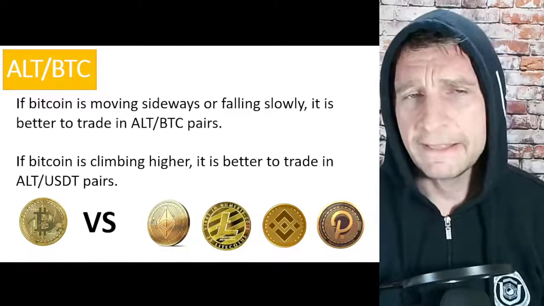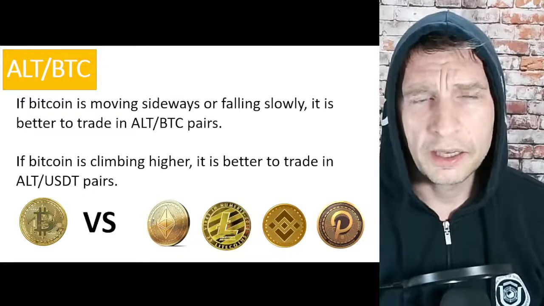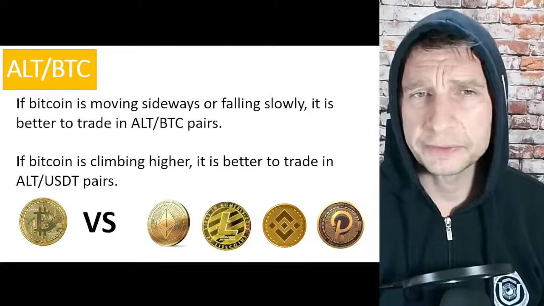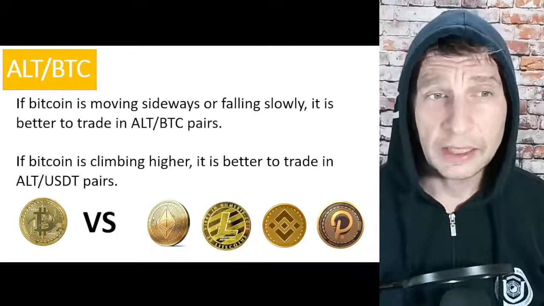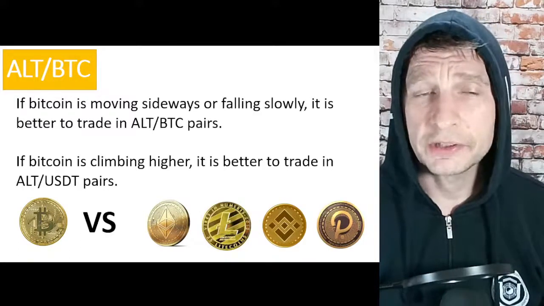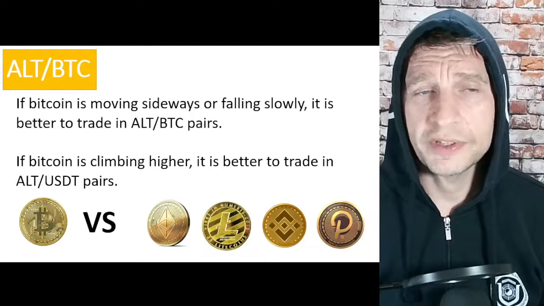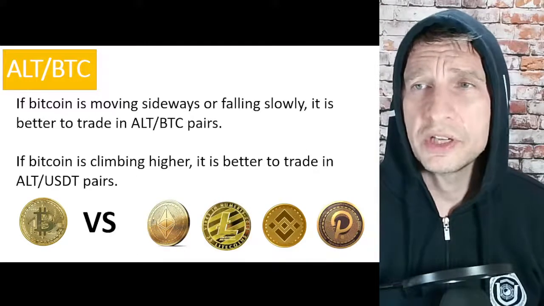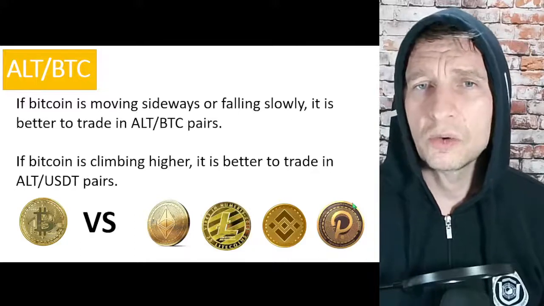But if Bitcoin is moving sideways or falling slowly, it is better to trade in alt BTC pairs, because if Bitcoin goes down, then the alt BTC pairs will go up in value. And if Bitcoin is climbing higher, it is better to trade in alt USDT pairs, because as Bitcoin goes up, most of the other altcoins move up along with Bitcoin. That's it. I hope that makes sense.